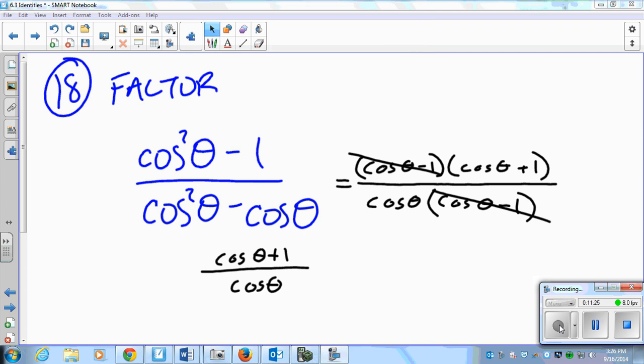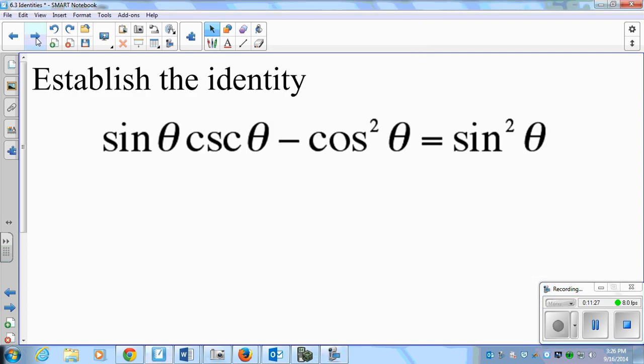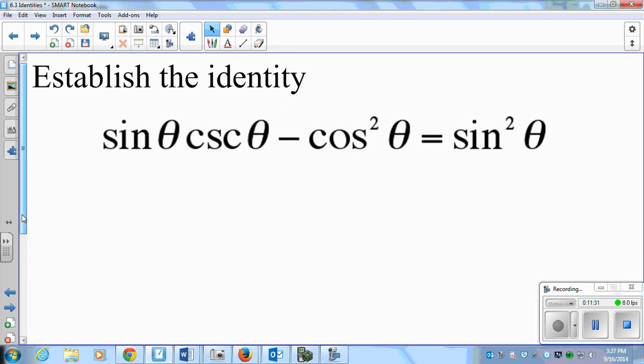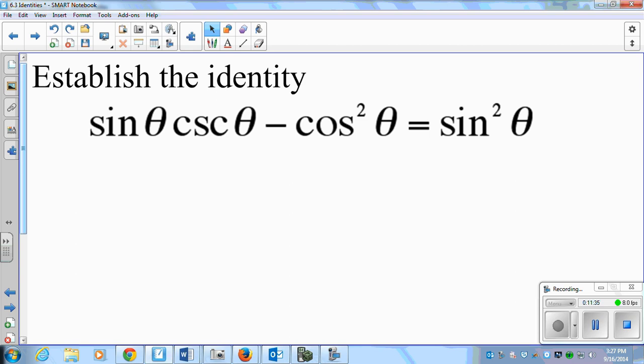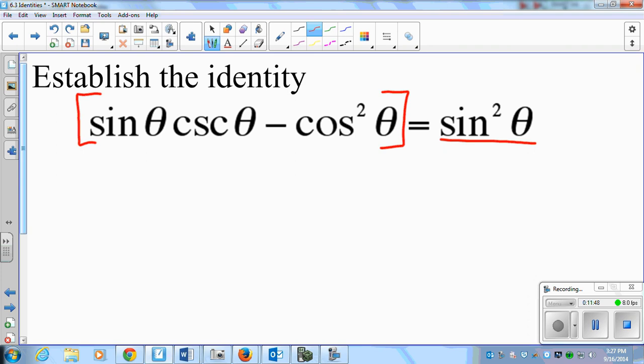All right. So when working through these, we need to remember some of those strategies. When we're establishing an identity, we need to make sure we understand we're only going to work from one side. We're going to leave the simpler side by itself, and then you're going to work with the other side and try to simplify it so that it ends up being equal to the right side.